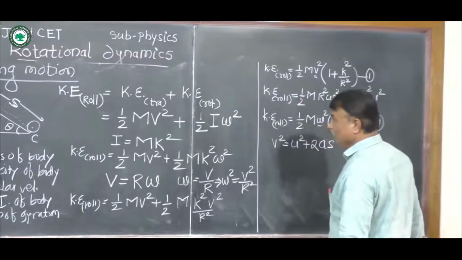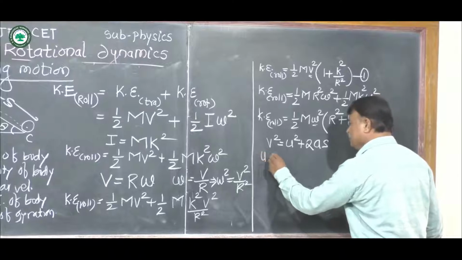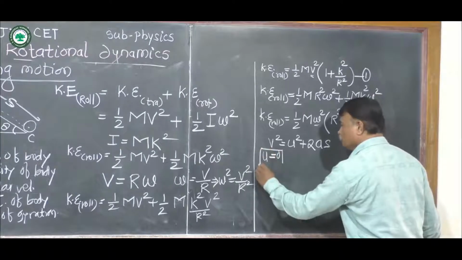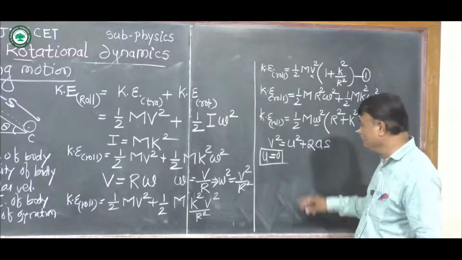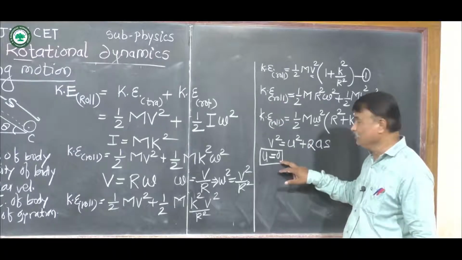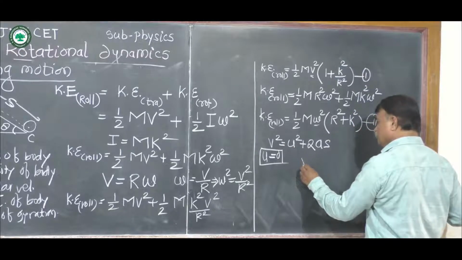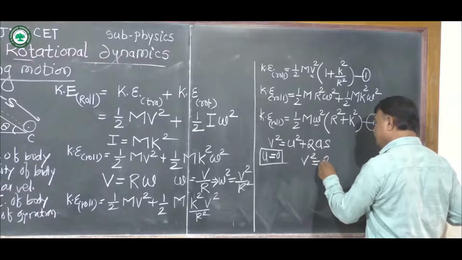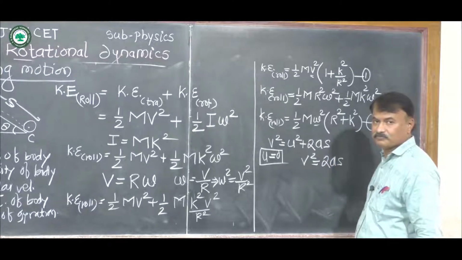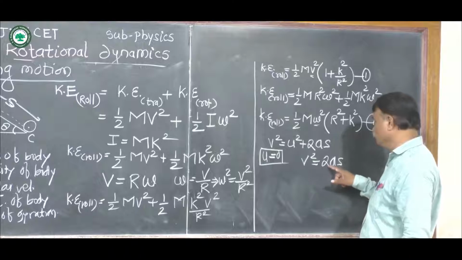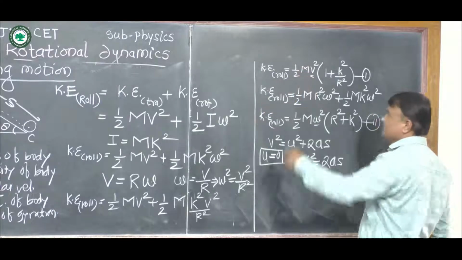Now when the body is at position A, its initial velocity u is equal to 0. The body is released from point A, and therefore its initial velocity is 0. Then this equation will become v square is equal to twice as. Now concentrate on this equation.